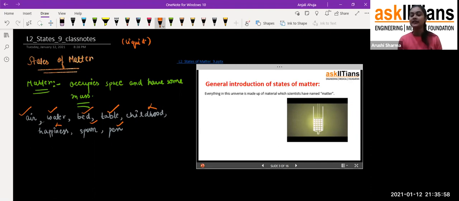Everything in this universe is made up of material which scientists have named matter. This name has been given by scientists, so there is no particular reason why we call it matter. It's just that scientists have given it this name, but the definition and the importance matter. Fine, students, I hope you got the introduction to matter.